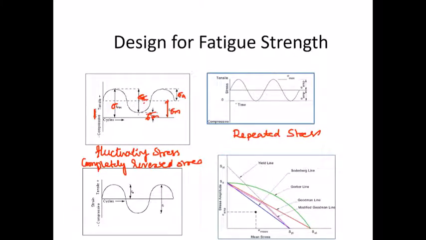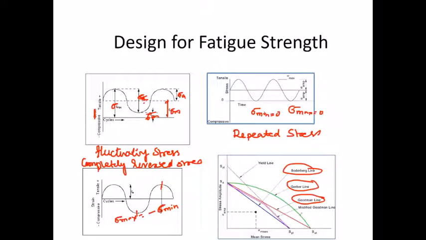Here this is repeated stress. In repeated stress, sigma minimum is 0, and you have some value of sigma max. But in case of completely reversed stresses, sigma max is equal to minus sigma minimum. On one side you will get a compressive stress, that is the minimum stress, and on the other side a tensile stress.